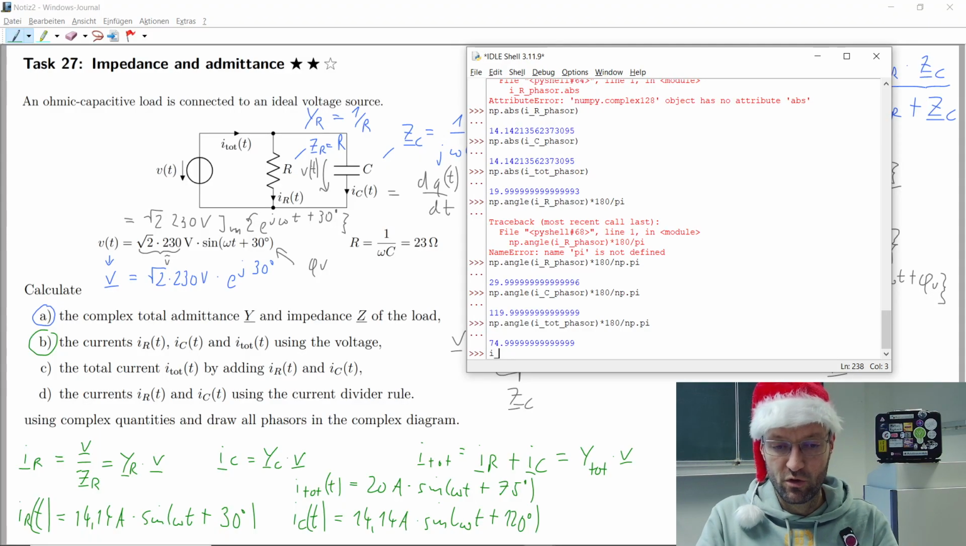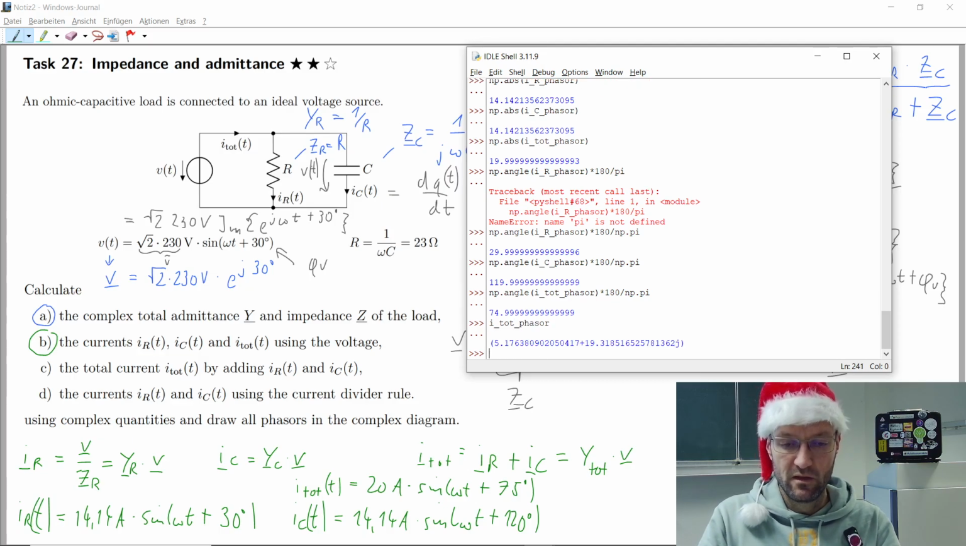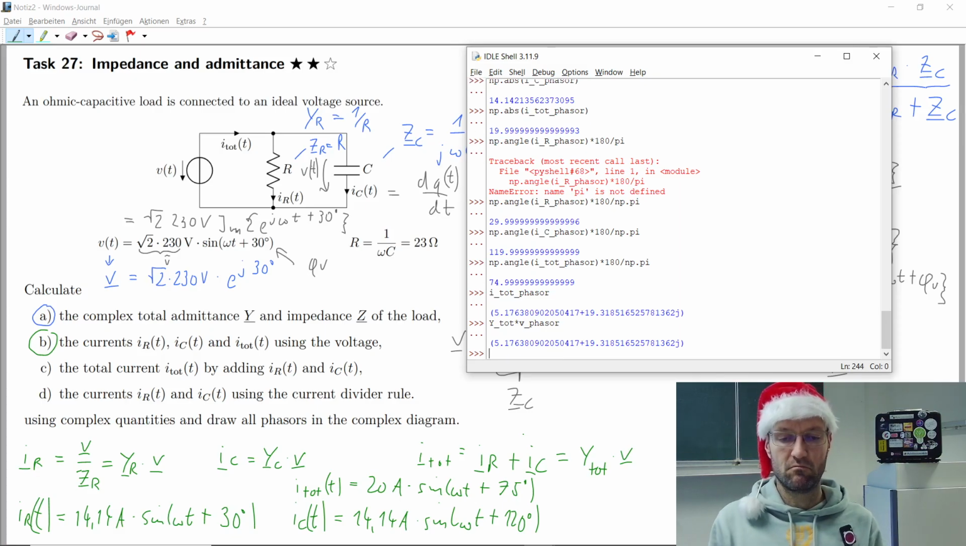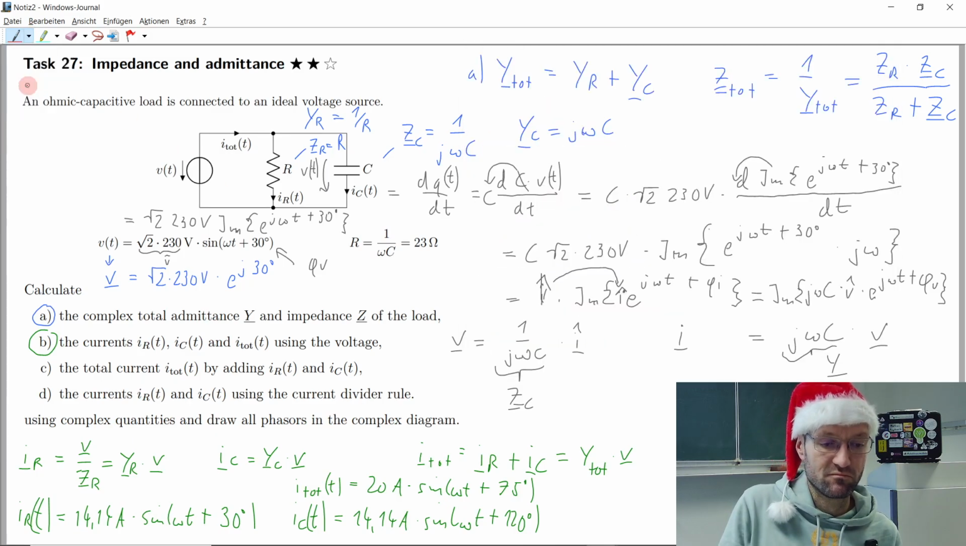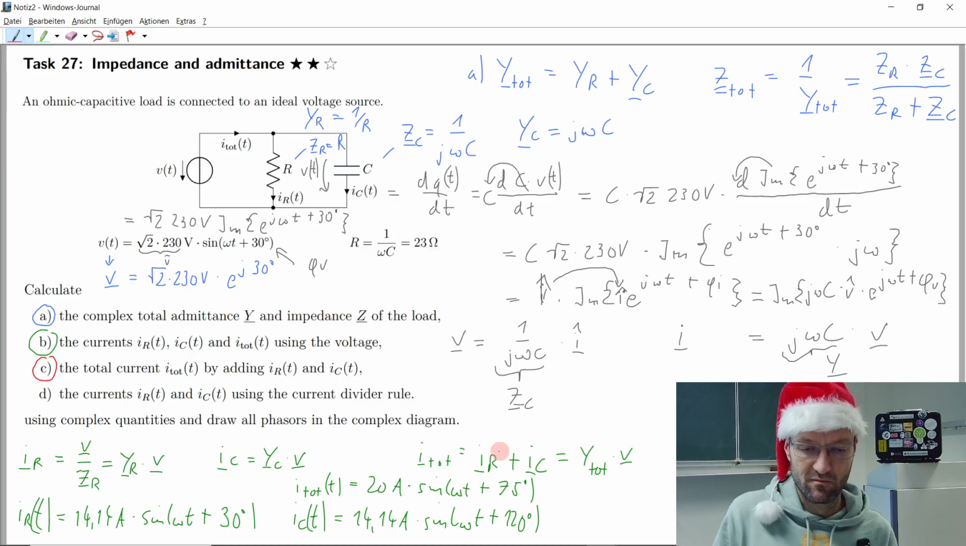The total current as a phasor looked like this, if this is what we calculated by this equation. If I say I want to have the total admittance multiplied with the voltage phasor, I get the very same result. So yeah, this fits. This would be another way to do the calculation. Okay, so C is what we have more or less done here. So this also worked.